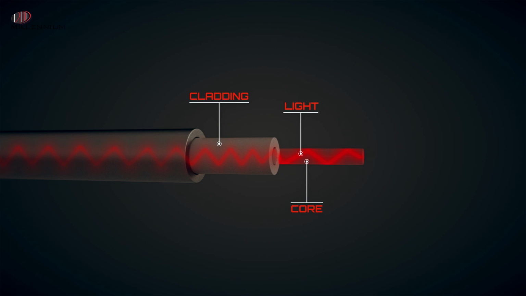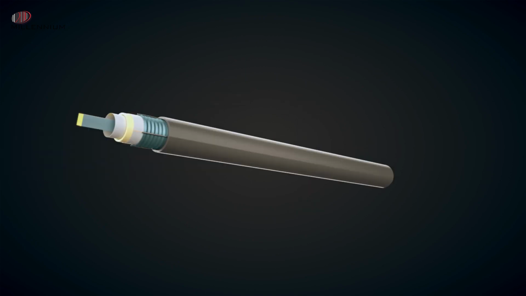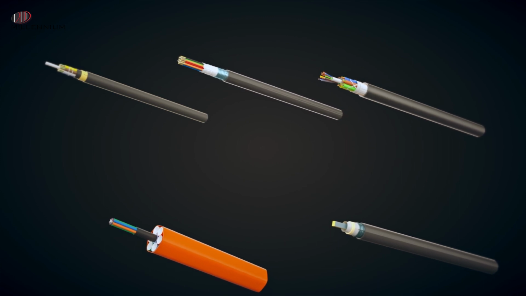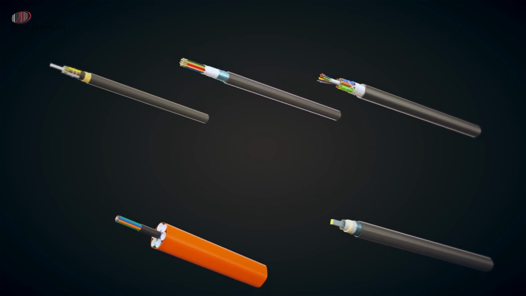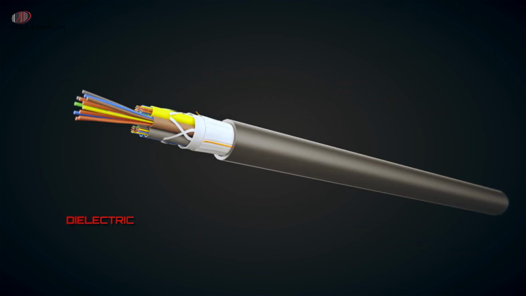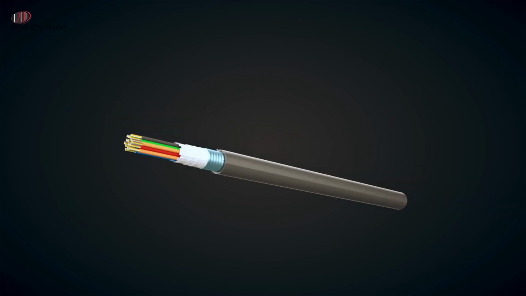Fiber has the ability to carry large amounts of data over a long distance, making it a superior network option. There are different types of fiber cables to serve a variety of purposes. Let's take a look. Dielectric fiber means there are no metallic components within the cable. This is also an example of loose tube fiber, meaning the individual fiber strands are not connected to one another.